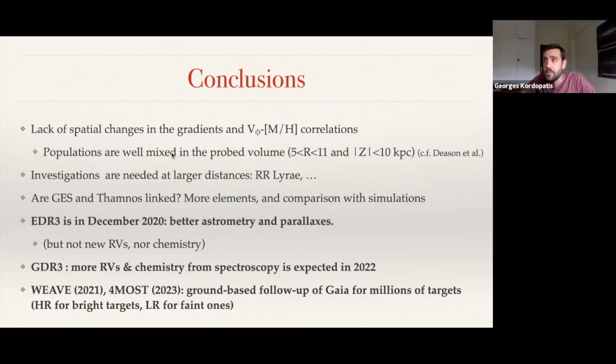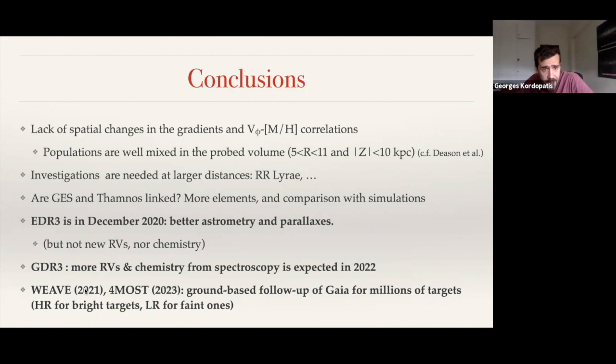If you want to say something more about them, you need to go to the outskirts, farther radii, probing RL, IRA, etc. What is extremely advantageous is that in December this year you have the early data release of Gaia, which will arrive with better astrometry and parallaxes, but no new radial velocities or chemistry. Nevertheless, we will be able to say more about those stars. The interesting stuff will come in 2022 with Gaia data release 3, where you will have radial velocities for several tens of millions of stars and chemistry coming from spectroscopy.